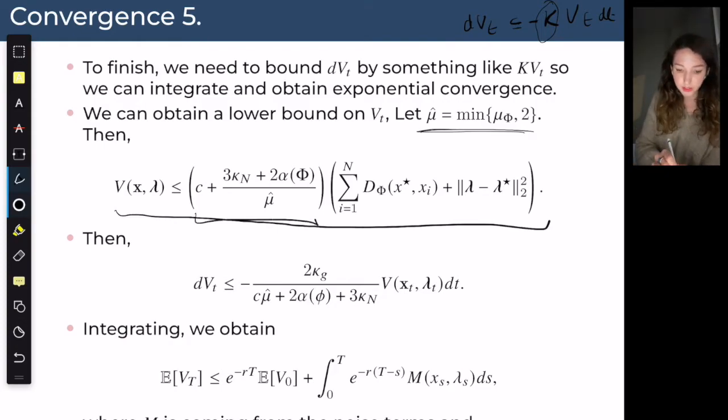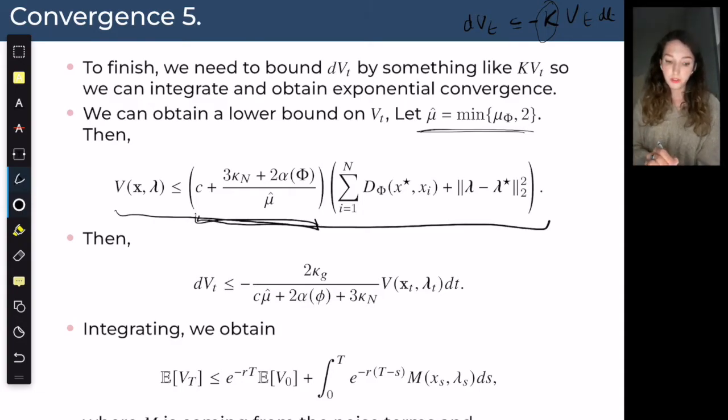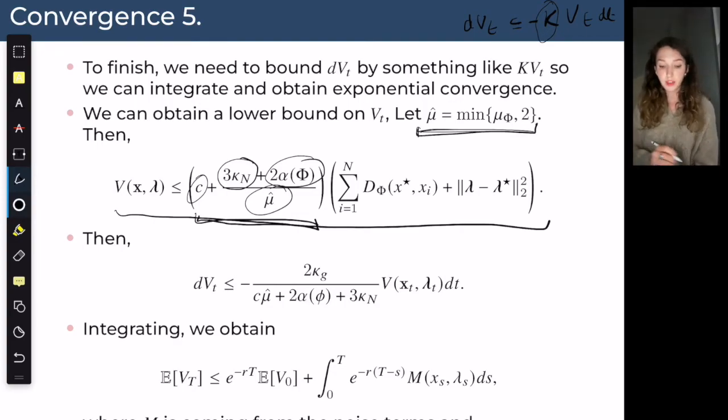So some constant, not going into too much detail of what all the terms in this constant are, but C is just our term C that we had before. This has to do with our Laplacian, it is the largest eigenvalue of our interaction matrix. This is some constant unspecified, and this is this lambda star that we just defined over here. So this V is bounded by the sum over the Bregman divergence plus this L2 norm between lambda and lambda star.